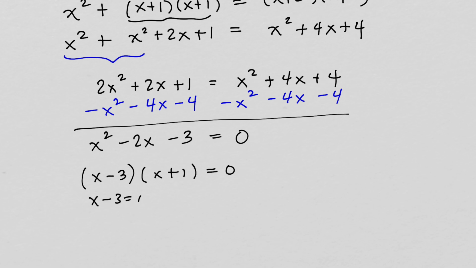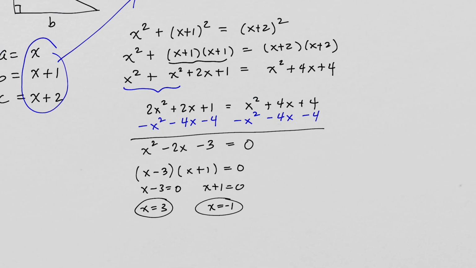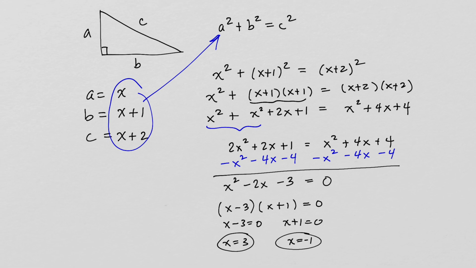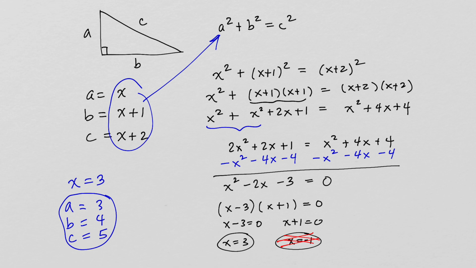And then setting each of these factors equal to 0 gives us two possible solutions. Either x is equal to 3 or x is equal to -1. But remember, x represents the side of a triangle, right? X represents side A. The side of a triangle cannot be negative. So we get rid of that solution. So we now know that x must be 3. Therefore, A, B, and C are going to be 3, 4, and 5.